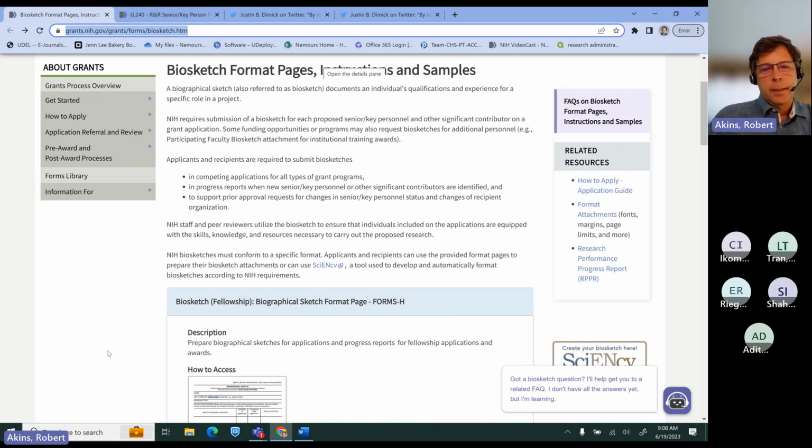But let's go through quickly. So the Forms H Biosketch: Biosketches are required in just about everything that you submit, and they're required for the grant application, and they're required at different stages along the way. So it's a great idea to keep your Biosketch up to date as much as possible.